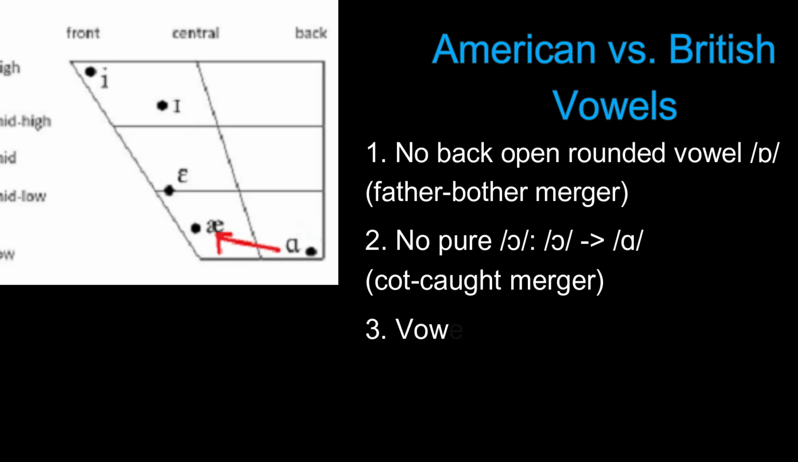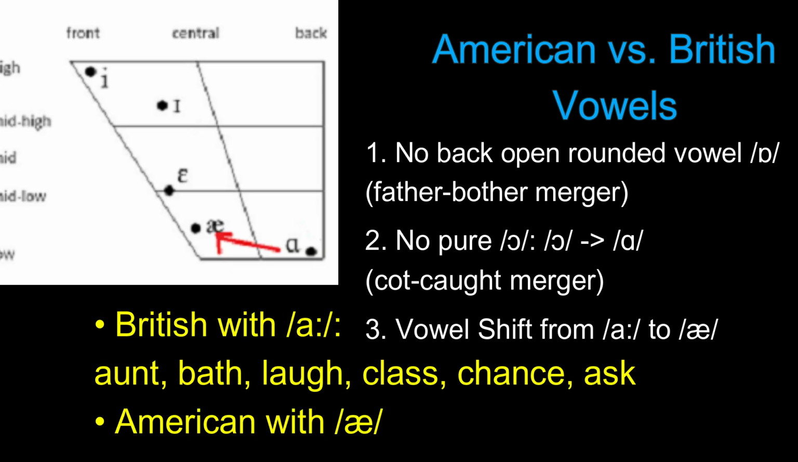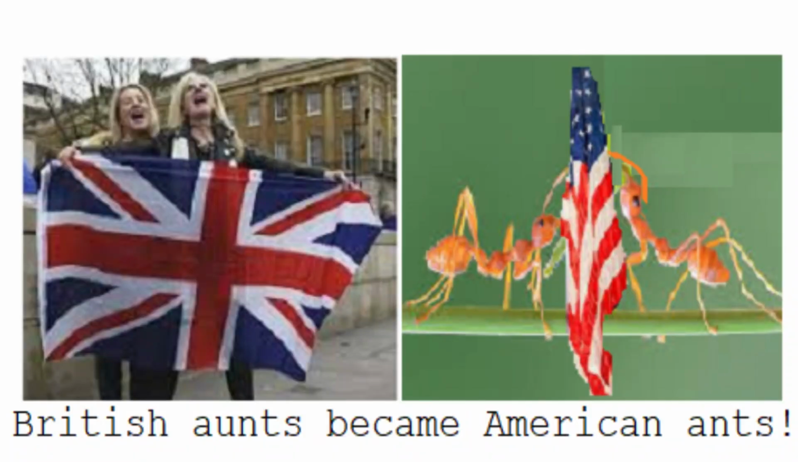There is also the vowel shift in American English. The most salient one is the shift from ah to a. In Britain, words like aunt, bath, laugh, class, chance, ask are all spoken with the ah sound. In America, however, they are all pronounced with the a sound. Aunt, bath, laugh, class, chance, ask.